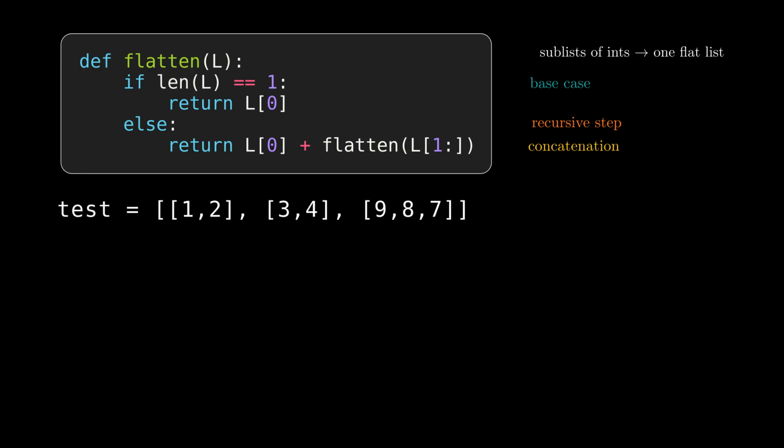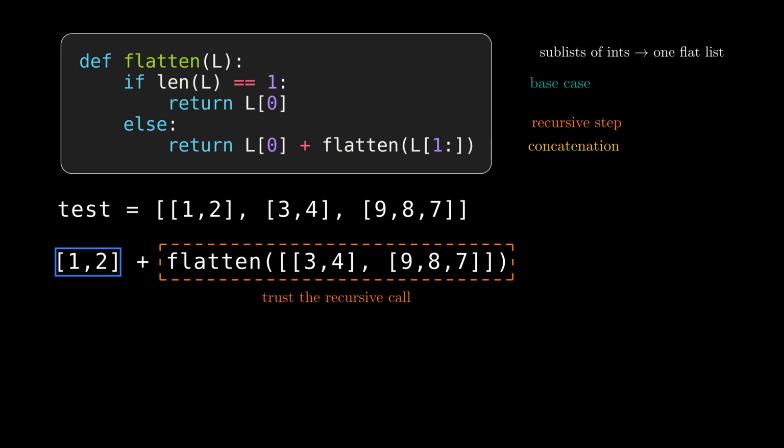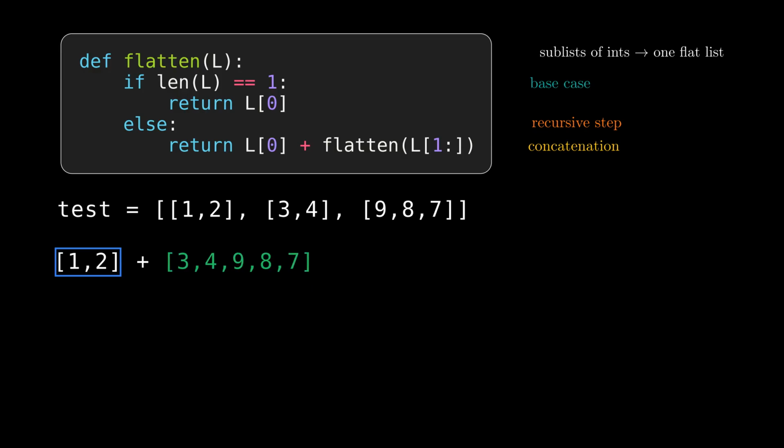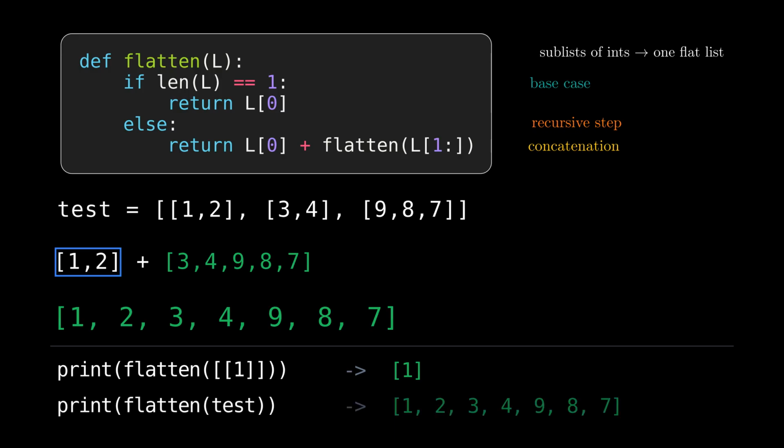Watch it run on the bigger test. The first element peeled off is the list 1, 2. We trust the recursive call to flatten the remainder, the lists 3, 4, and 9, 8, 7, into 3, 4, 9, 8, 7. Concatenating 1, 2 with 3, 4, 9, 8, 7 yields 1, 2, 3, 4, 9, 8, 7. And on the one element test, flatten of the list holding just the list 1 returns that inner list unchanged. Both printed results confirm it: the list containing 1 and the list 1, 2, 3, 4, 9, 8, 7.